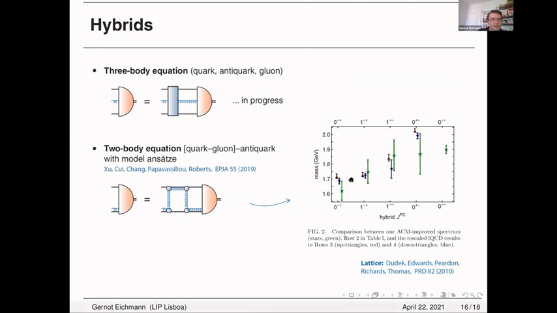Okay, now switching gears a bit, what about hybrids? In principle, one should solve a three-body equation made of quark, antiquark, and gluon. We are still working on this, so this is in progress.